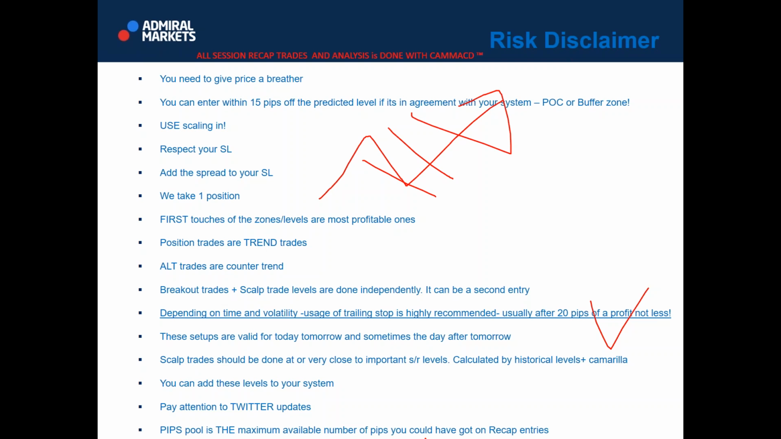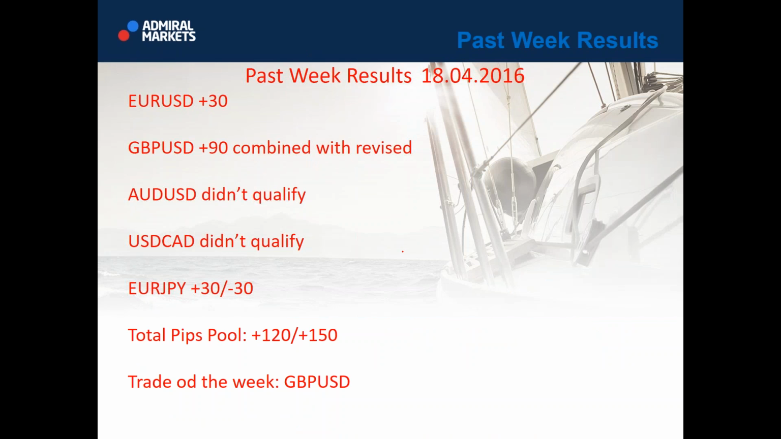And pip pool is the maximum available number of pips you could have got on recap entries. And these are now past week results, 18 of April. Euro dollar plus 30, pound dollar plus 90, Australian dollar didn't qualify, dollar CAD didn't qualify, euro yen plus 30 or minus 30, guys, because this setup was good, but then it went in a loss. So if you traded at the right time, you could have made 30 pips, but I'm not sure. I will show you. And total pip pool was 120, 150, and pound dollar was the trade of the week.